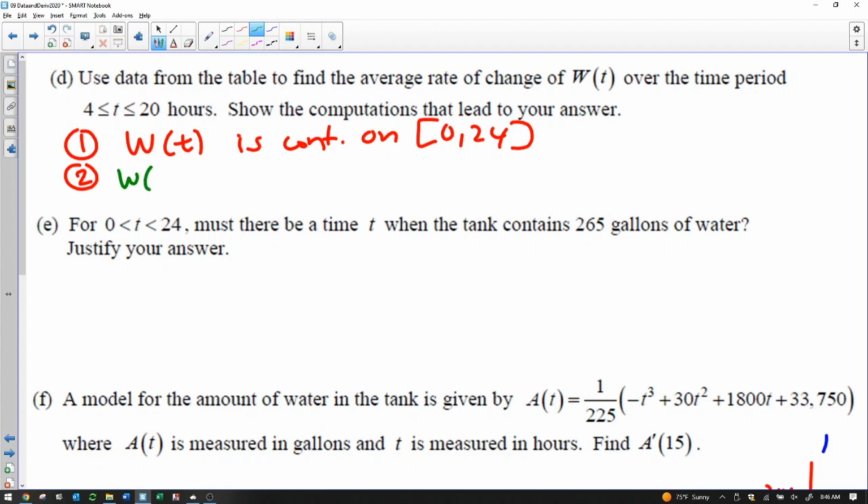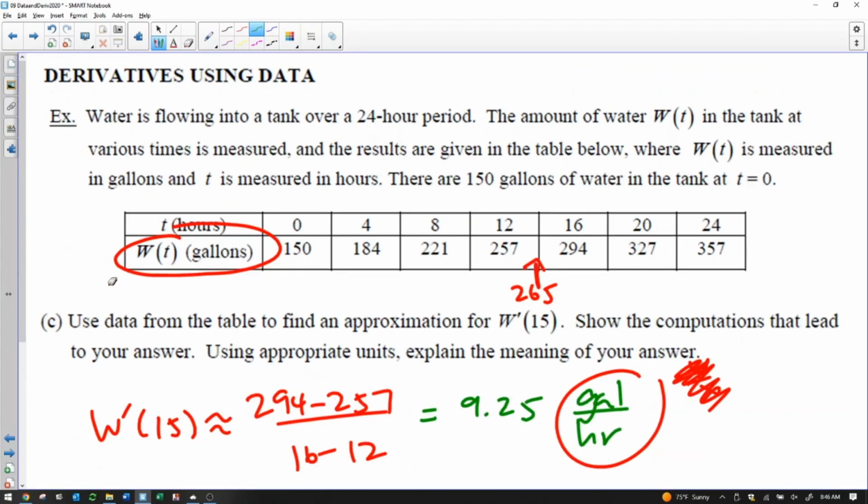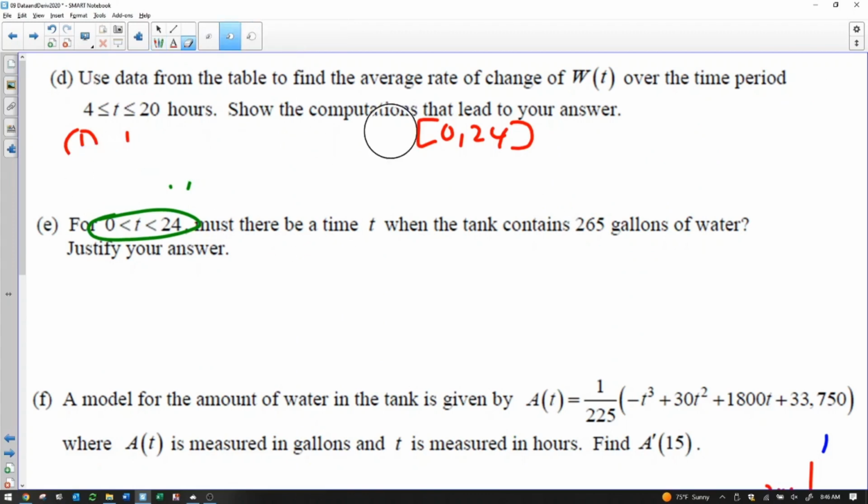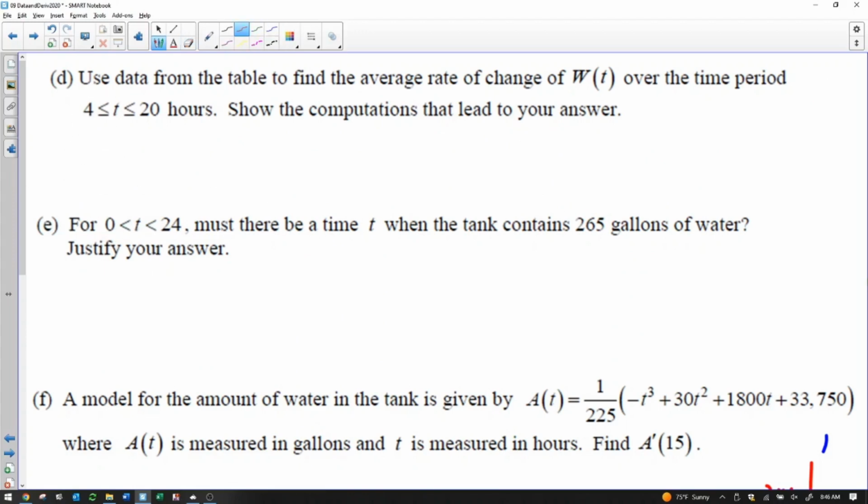Then you write your W at 4. Oh, wait. No, sorry. It's 0 to 24. I'm looking at the wrong thing. It's 0 to 24. So then you write your W at, where, did I just skip a problem? Where am I? I thought I was doing IVT. What problem am I on? Oh, I'm on E. Okay, sorry. Did I skip D then? Oh, okay. I thought this was just the problem. Okay, let's do that here. So W(t) is continuous on the interval that they tell you.